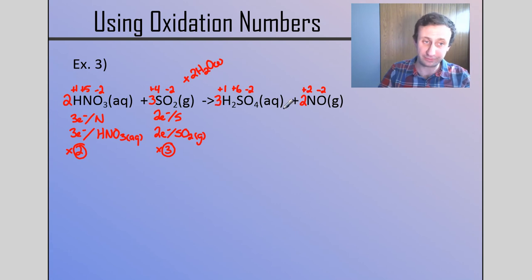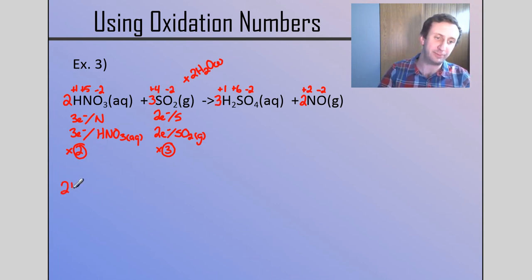Now let's look at my H's and see if they're okay, because that would be the last step. I have 2 H's over here, plus another 4 is 6, and I have 6 H's over here. So I don't have to add any H positives, which is good because it doesn't say anything about acidic medium, but I do have to add these 2 waters.